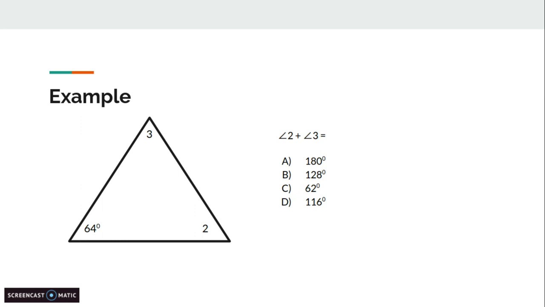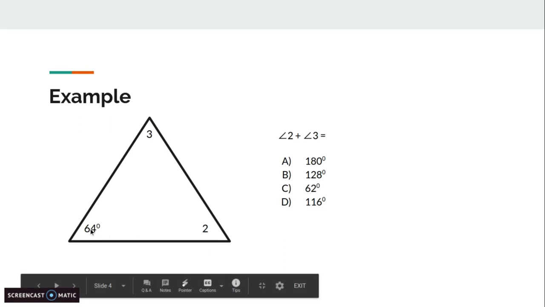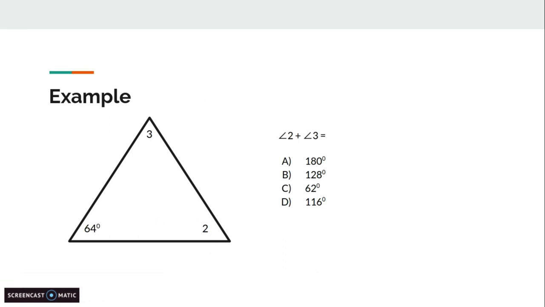We don't really know if it's obtuse or acute. Well, actually, we know it's acute. Anyways, for angles 2 and 3, what could 2 plus 3 equal? Direct reasoning would be, okay, we go and solve 64 plus, no, that's not good, because that's not the right way you're supposed to do it for this.